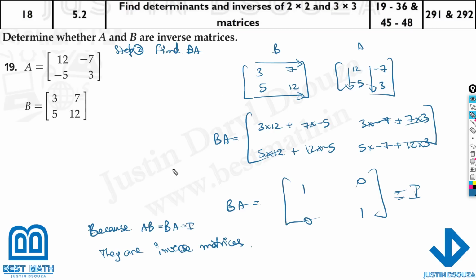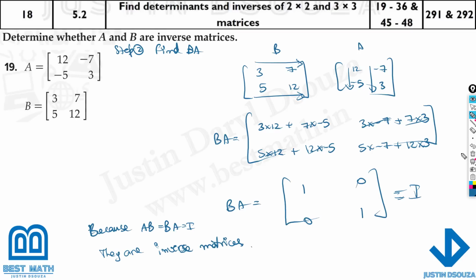Now when they are inverses, when you multiply them, you should get the identity matrix. That's the main concept. Now this is absolutely fine. You can do any other method as well, as long as you know whether they are inverse of each other. That is it, right?